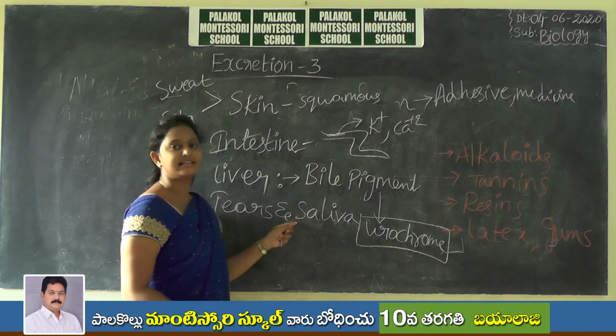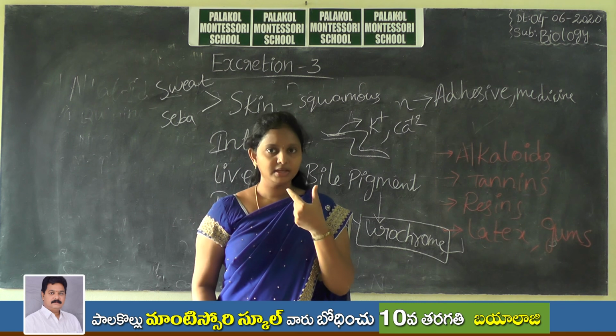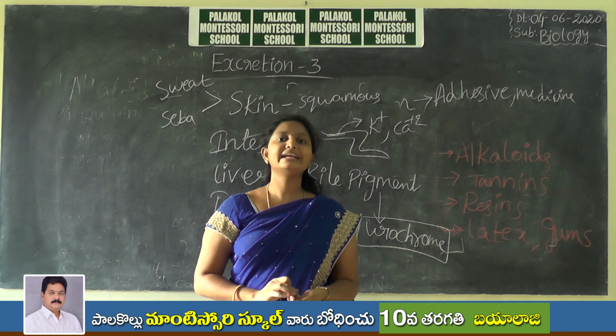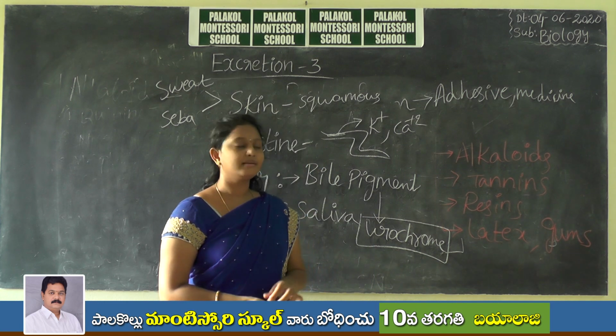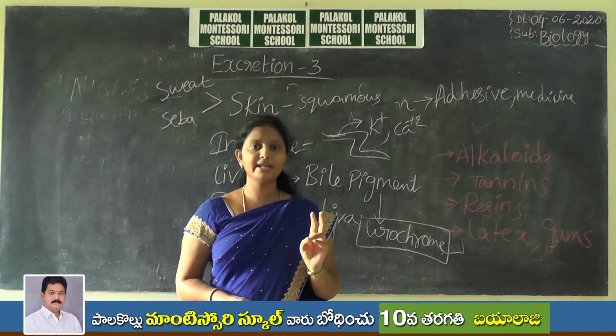Then tears and saliva. Through tears and saliva present in our mouth, small excess salts or inorganic substances are also excreted from our body. This is about the excretory systems present in animal body and plant body.